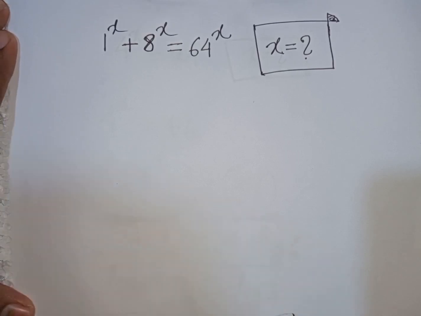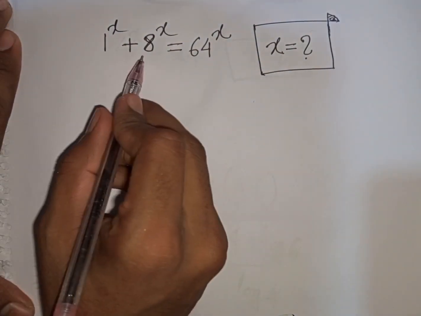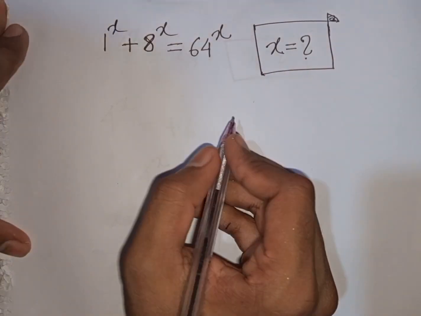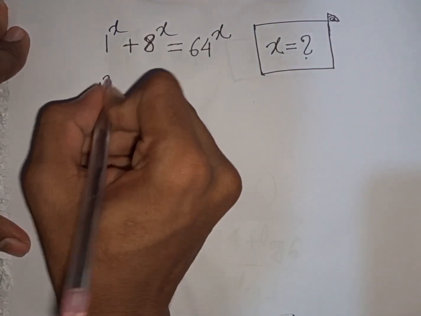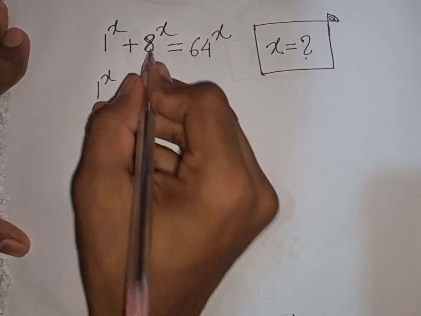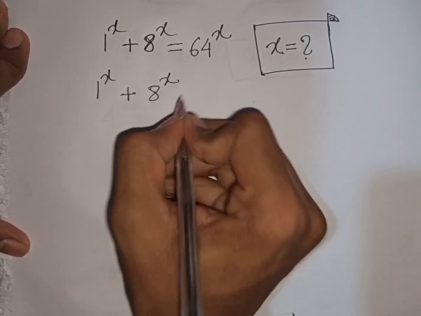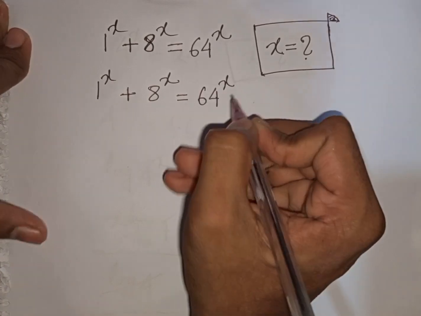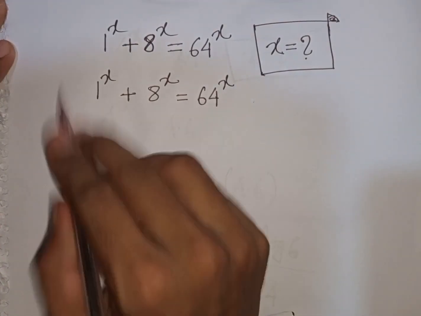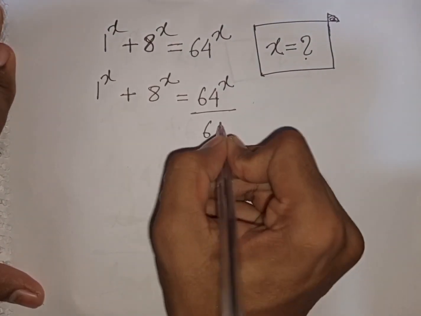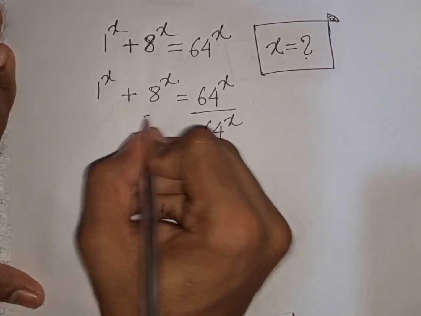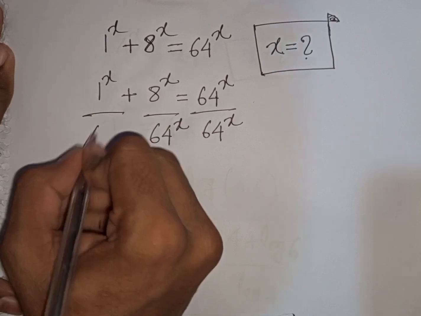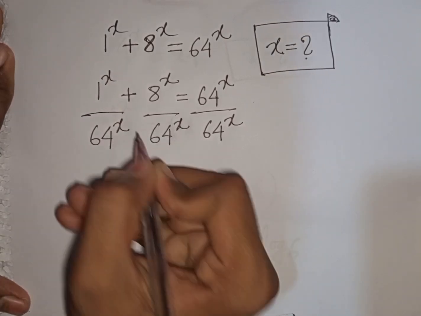How to solve 1 power x plus 8 power x is equal to 64 power x. What is the value of x? So, we have 1 power x plus 8 power x is equal to 64 power x. Now, we divide by 64 power x on both sides.